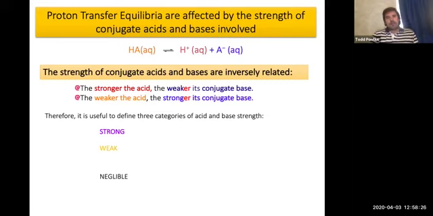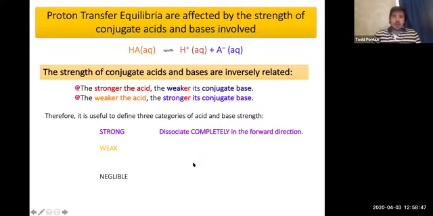So now let's talk about what it means for something to be a strong acid versus a weak acid. The idea is that if you have enough of a polarized bond, that bond is going to break and those hydrogens are going to be donezo with the molecule. So strong acids dissociate completely in the forward direction. Once that bond breaks, that hydrogen's gone.